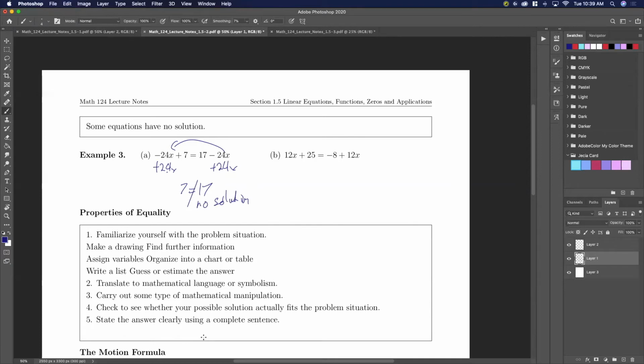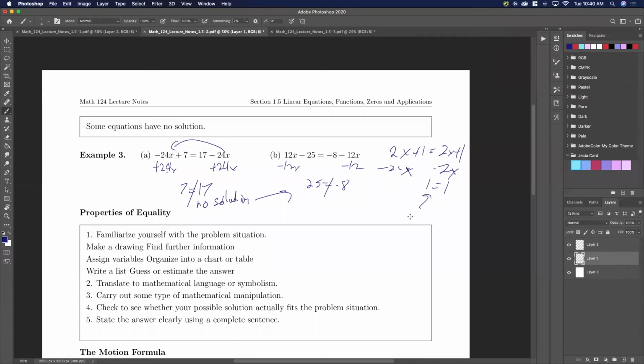Okay. Same thing happens here. Notice if I minus 12 from both sides, I get nothing. And so I'll have 25 equals minus 8. So this also has no solution. Some equations can have, if I have 2x plus 1 equals 2x plus 1, notice that if I minus the 2x from both sides, I get 1 equals 1. That's always true. And so if it doesn't equal each other, there's no solution.